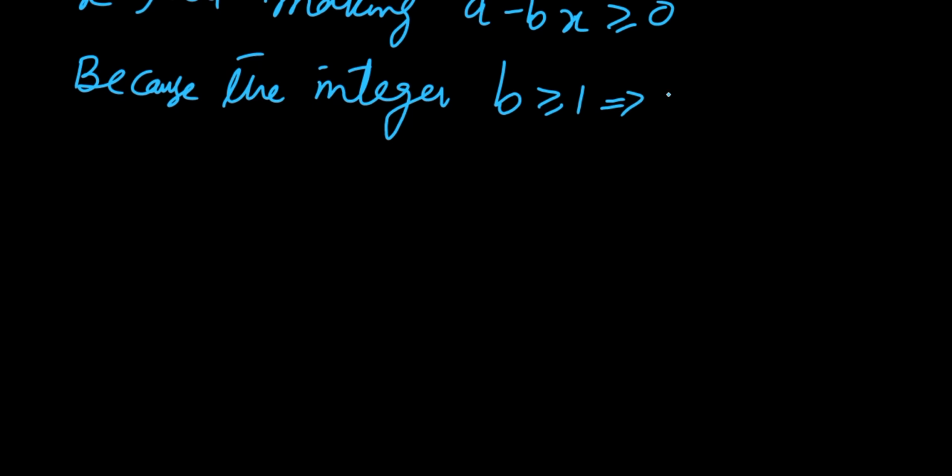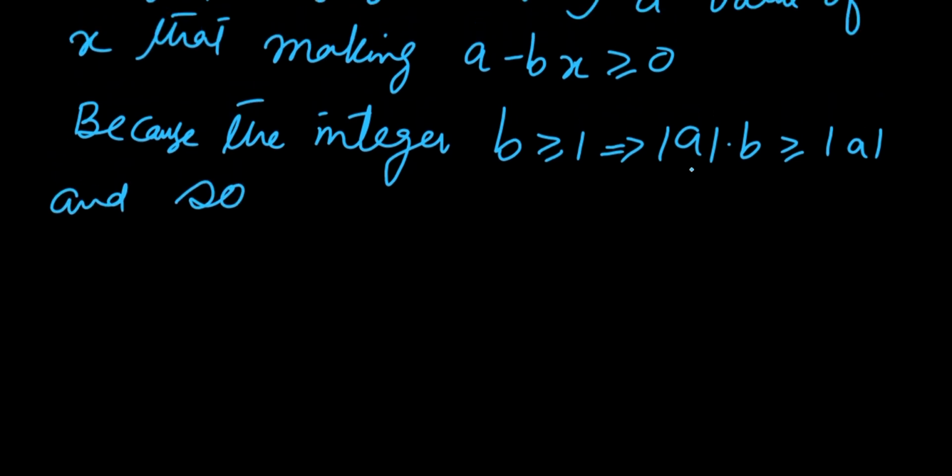So because the integer b is greater than or equal to 1, this implies if I multiply both sides of this expression by absolute a, we have absolute a into b is greater than or equal to absolute a. And so a minus b into minus absolute a.